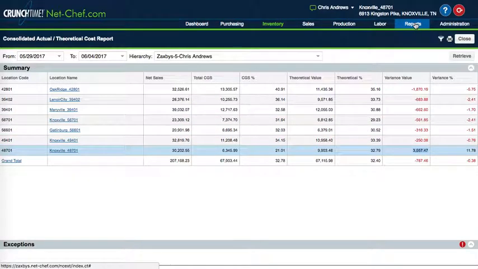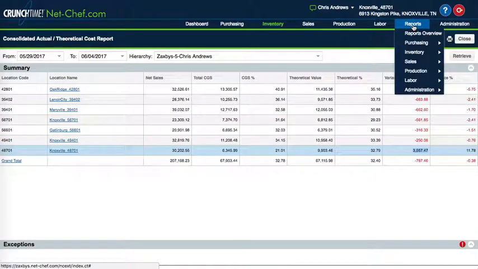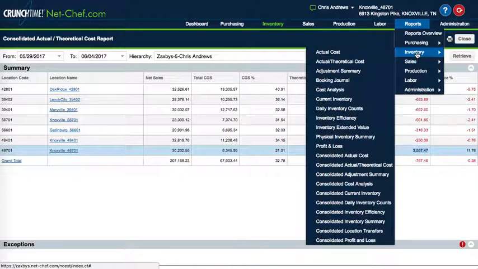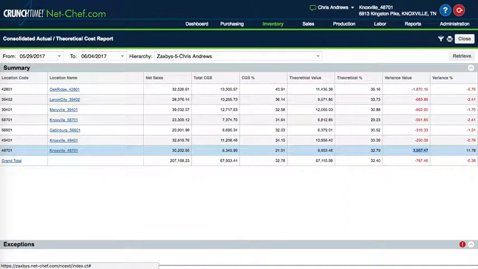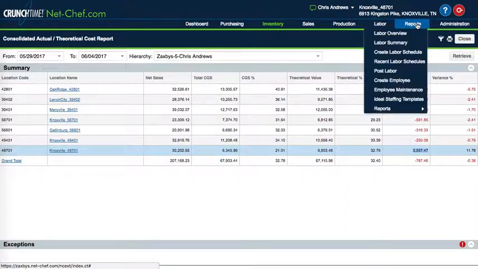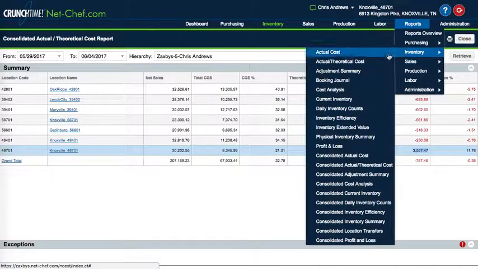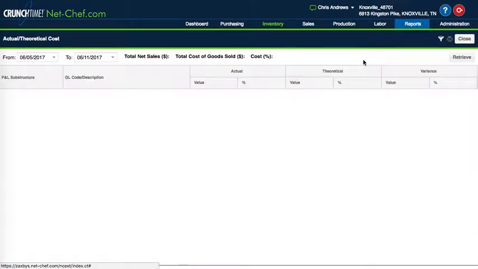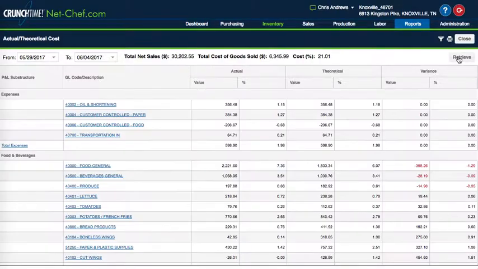So I can also look into, if I hover over Reports, click on it, then hover over Inventory, I can dive into what's going on at a specific store with this actual versus theoretical cost. And you can see I'm on the Bearden store still. So I'm going to Inventory, then Actual vs. Theoretical Cost. I'm making sure my date range is set to the correct week that I'm trying to look at, and I'm going to click Retrieve.